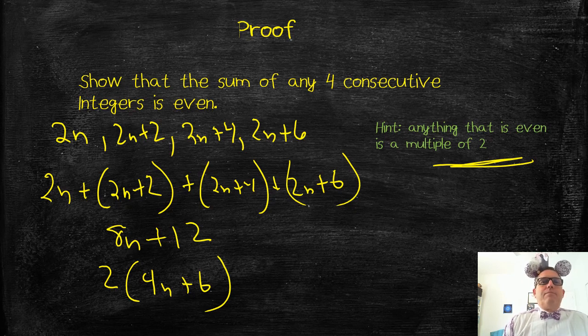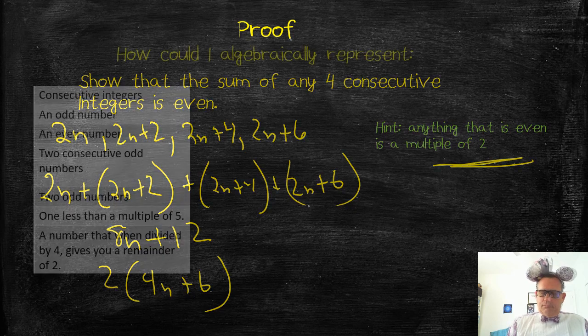So now any number I choose for n, it can be odd, it can be even. I stick it in there, I'm going to multiply it by 4, add 6, and whatever I get, I'm going to multiply by 2. Therefore, it is a multiple of 2. Therefore, it is even. I've proved it. This is my working out. Okay, if something's even, it's a multiple of 2. I can write it as 2 times something.